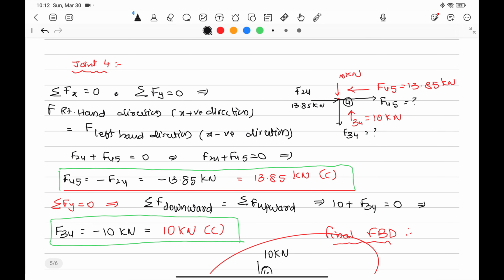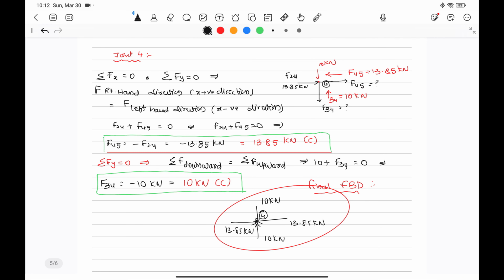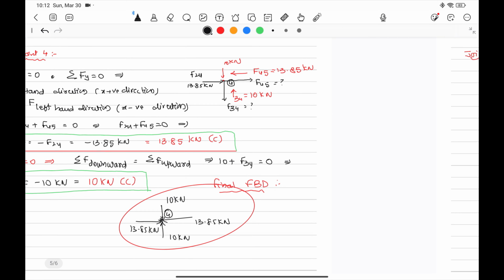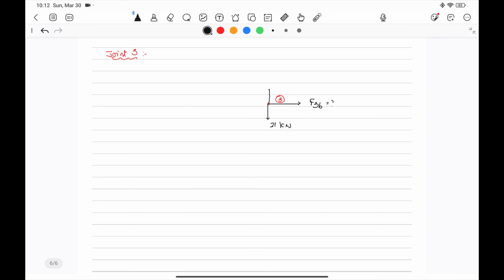What is the direction of 3, 4? It is towards the joint, 10 kilonewtons. This is F34. Now, another force is acting, that is F23 at an angle.